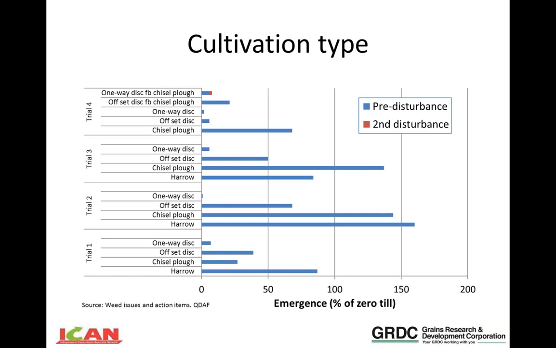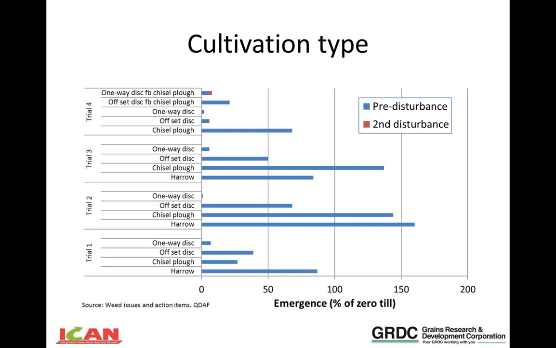In contrast, in trial 2 and trial 3, we had very hot, dry conditions after we put the cultivation on. So that meant that seed that was lying on the soil surface in the zero-till treatment did not retain its viability, but seed that was buried did. Therefore, when the favourable conditions came, so when we got rainfall, there was not as much viable seed on the soil surface, and we got lower emergence in zero-till compared to those treatments that buried a portion of seed but still at a depth where there was able to be emergence once the conditions were favourable. That's why we've had increased emergence under harrow and chisel plough.